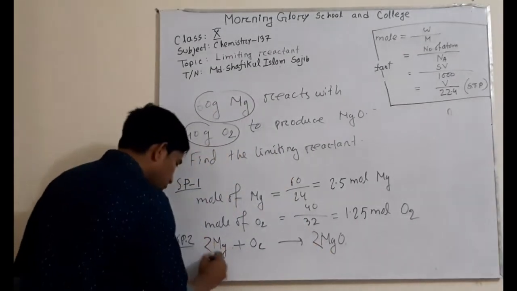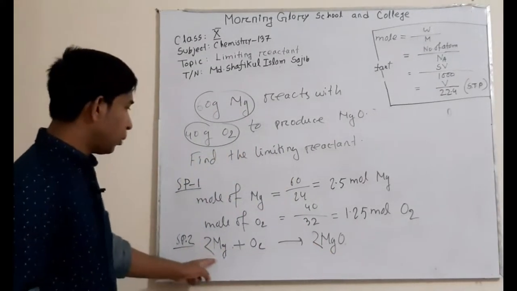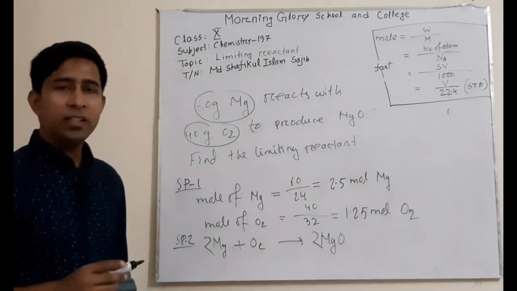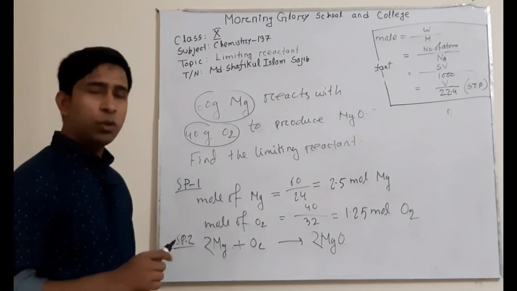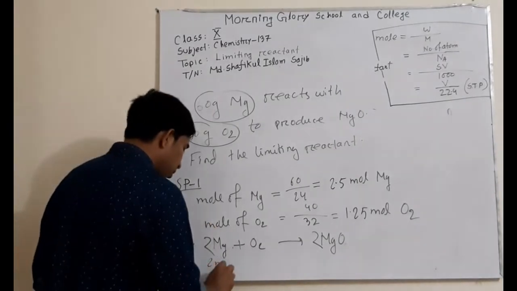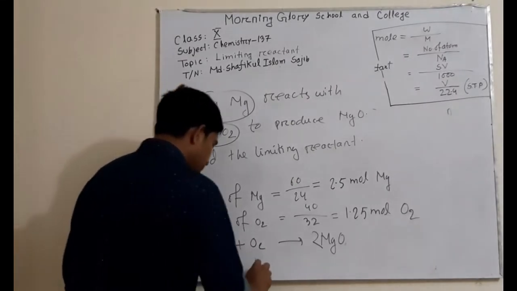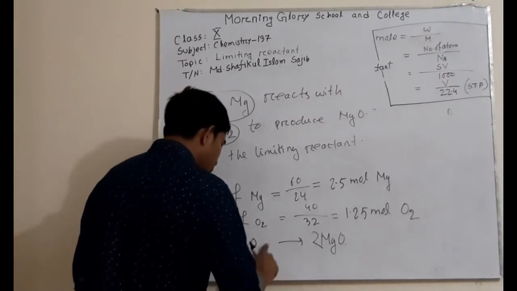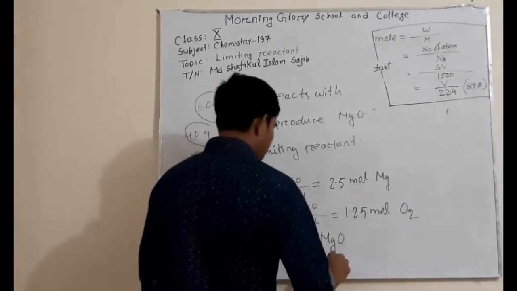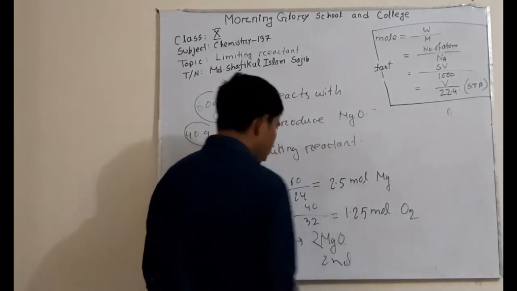There is 2, there is another 2. Now magnesium, oxygen, oxygen 2. This is the balanced chemical reaction between magnesium and oxygen. Now we can write there are 2 mole magnesium, 1 mole oxygen, and our product is 2 mole magnesium oxide.